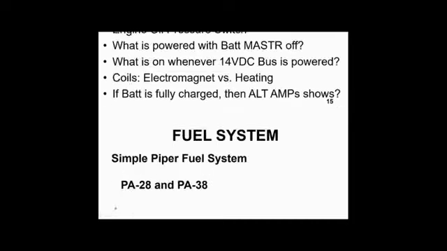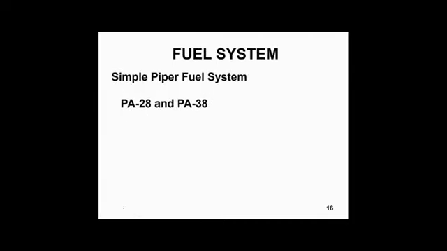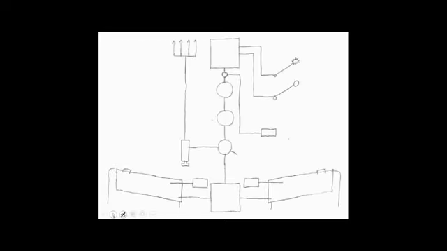All right, we're going to do the same thing with the fuel system that we did with the electrical system. The fuel system on a PA-28 and 38 are nearly identical. In fact, I looked at the schematics in both the POHs, and if you draw them, they have the same components. So we're going to say that they are the same. We're going to call this the simple Piper fuel system that works for both airplanes. So I recommend you pull out this diagram and label as we go along.